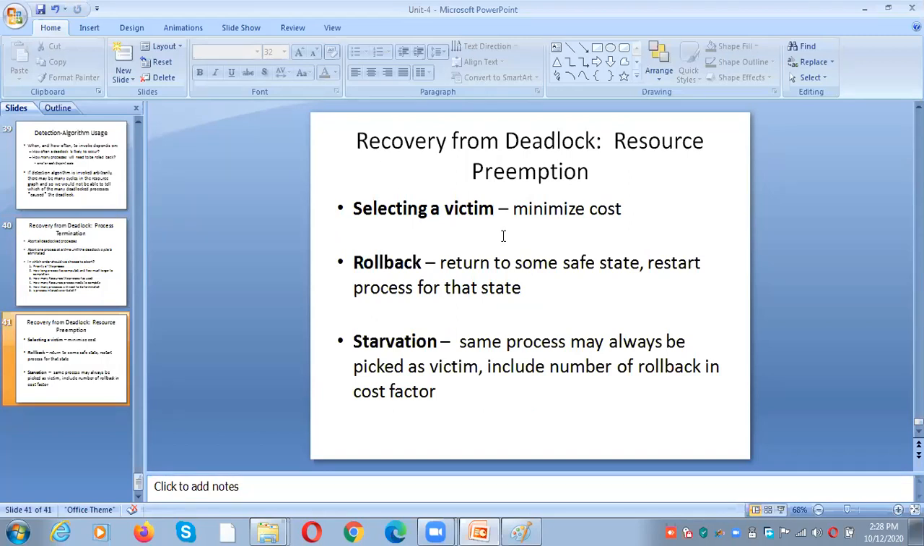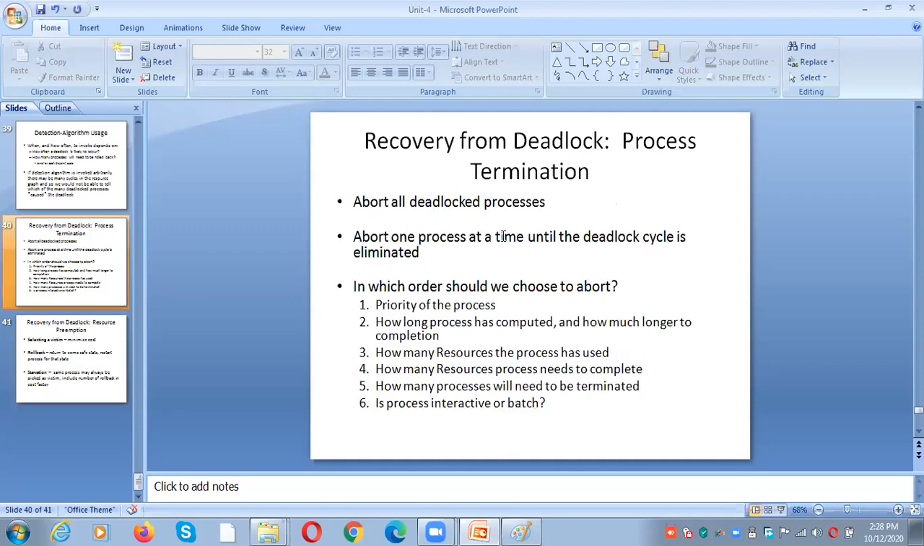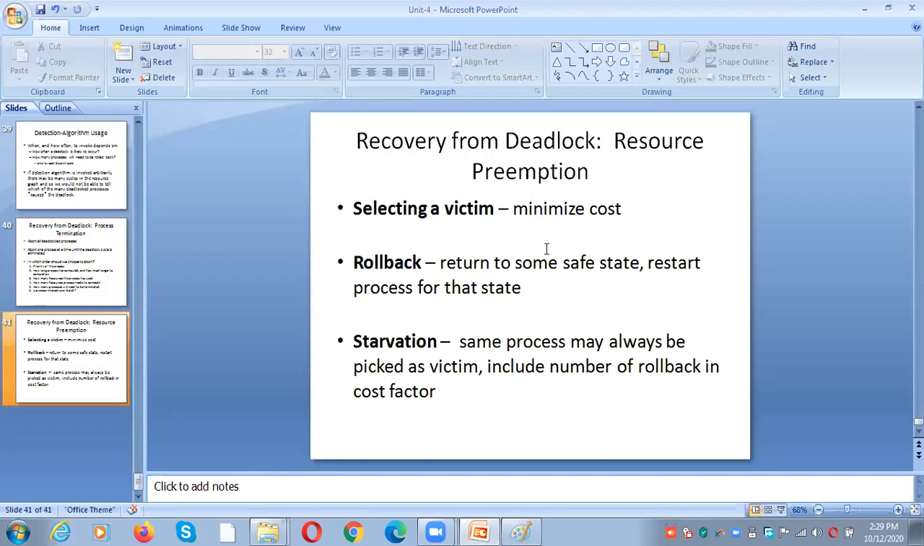Whenever you select a victim process, the cost needs to be low. I already told you, it should not be the high priority process. It should not use many system resources, and it should not utilize much CPU time. Such a process you need to select. So the cost of selecting a victim must be low.